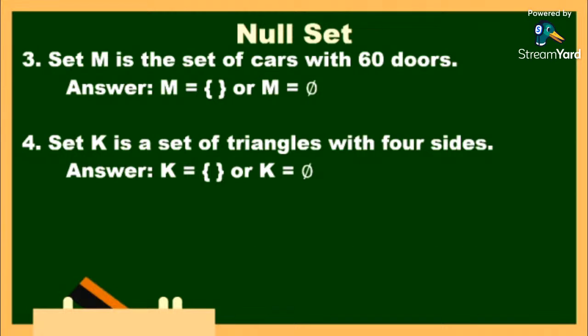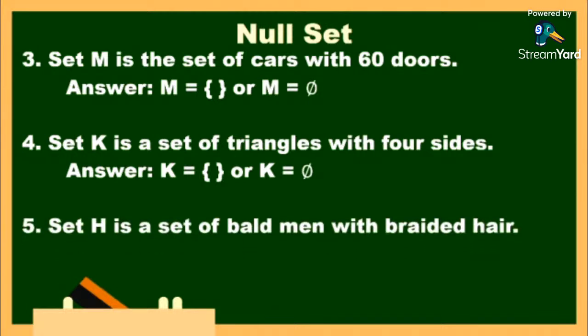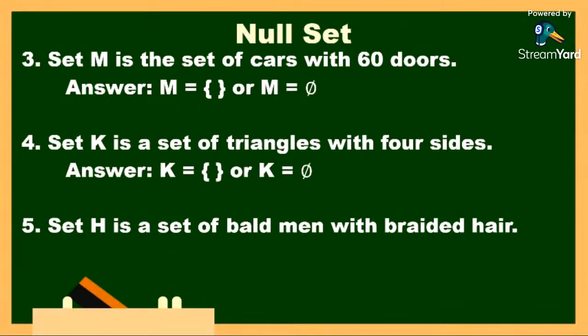And number 5, set H is a set of bald men with braided hair. Okay, set of bald men daw, yung upaw o yung walang buhok, pero nakatirintas ang buhok. So, di ba? That's impossible na yung bald men ay nakatirintas yung buhok. Kaya, si set H is a null set or an empty set.